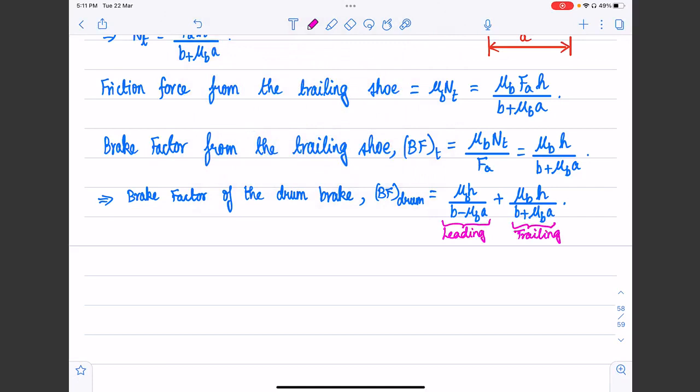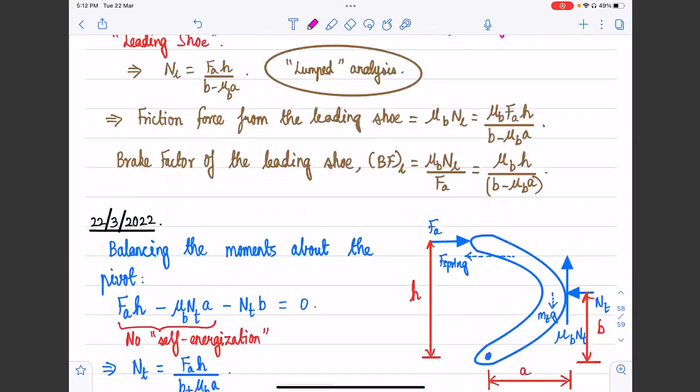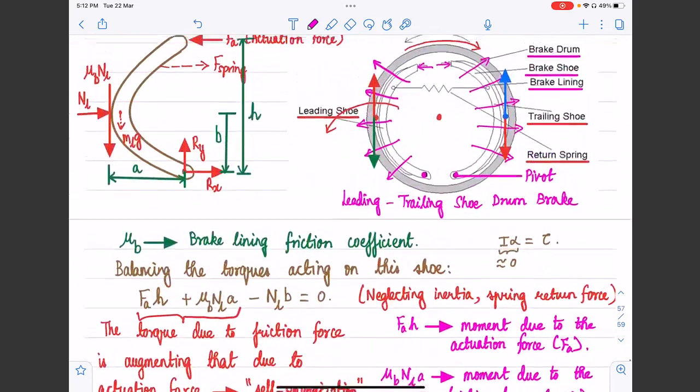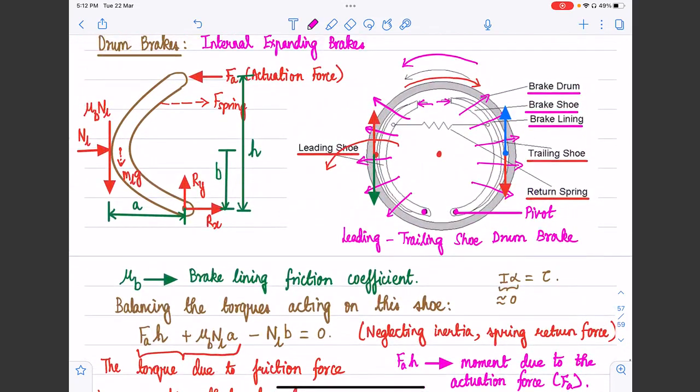So this is a very simple analysis for us to understand how this drum brake works and how one can quantify the performance of drum brakes. So now, if we go back to the same diagram that we considered, I hope it is clear why it is called a leading trailing shoe drum brake.